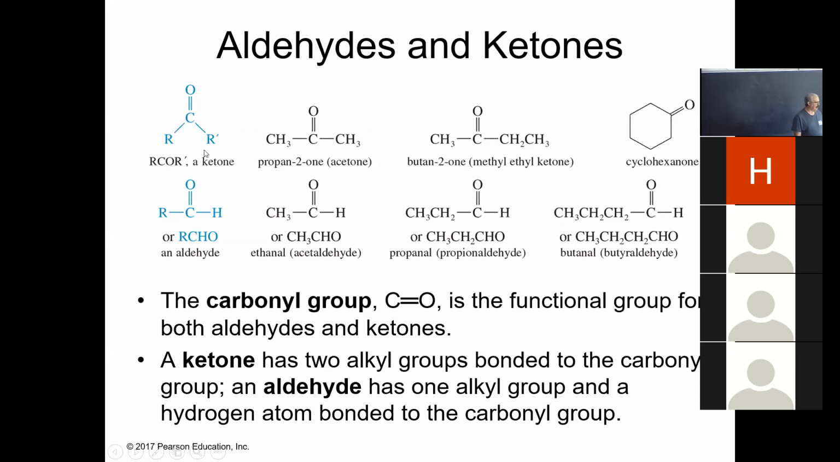Here we have ketones, where the carbonyl carbon is bonded to carbons on both sides. Here are some examples: propan-2-one, commonly called acetone, butan-2-one, also called methyl ethyl ketone, and here we have a cyclic ketone, cyclohexanone.